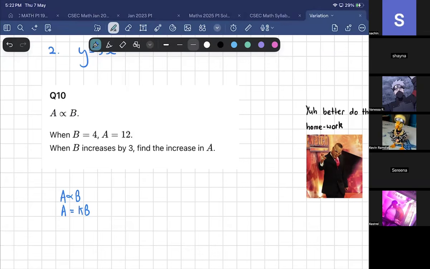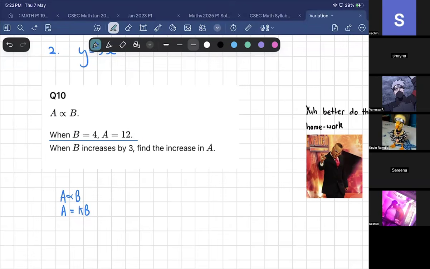So let me explain something, right? With these questions, your first step is to write it as an equation. And if you forgot, k is the constant of proportionality. You need to figure out what k is. So when you look at the question, Nia, is there any information telling you how you could find k?